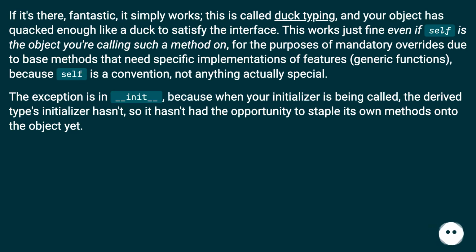This works just fine even if self is the object you're calling such a method on, for the purposes of mandatory overrides due to base methods that need specific implementations of features, generic functions, because self is a convention, not anything actually special. The exception is __init__, because when your initializer is being called, the derived type's initializer hasn't been, so it hasn't had the opportunity to staple its own methods onto the object yet.